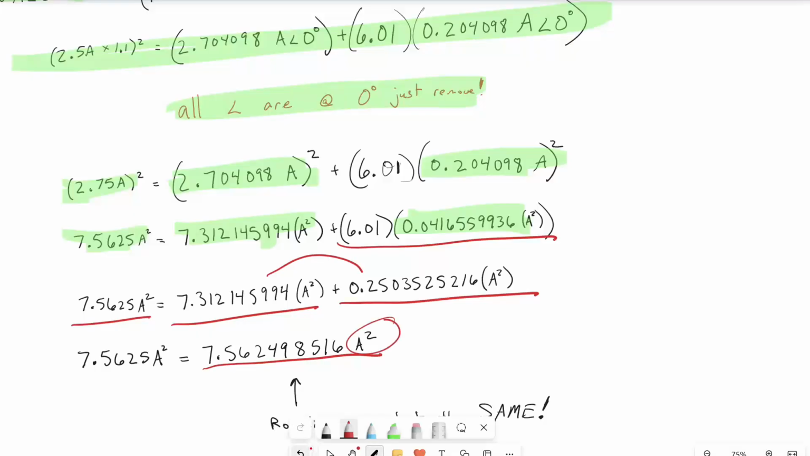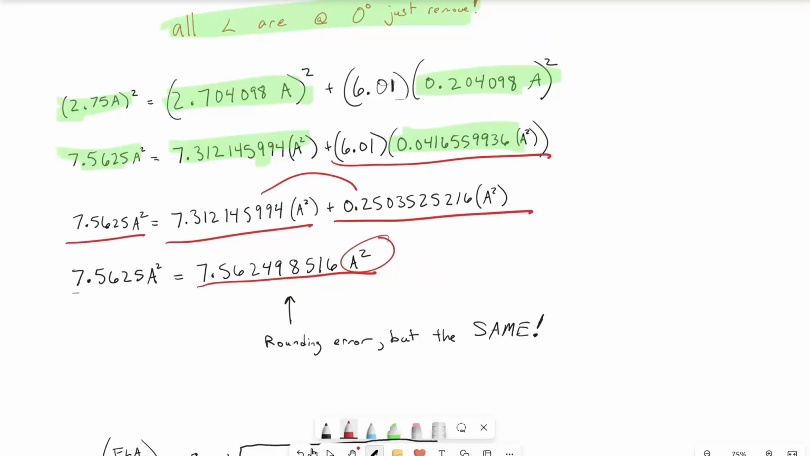And this is just an amp squared. That's just for the units, okay? That doesn't mean that this number is squared. We've already squared the number. But if you look, this number and this number are the exact same. I mean, it's just a rounding error, okay?